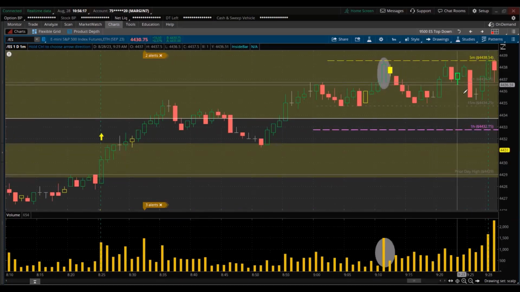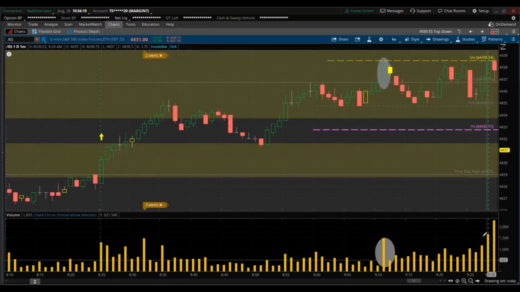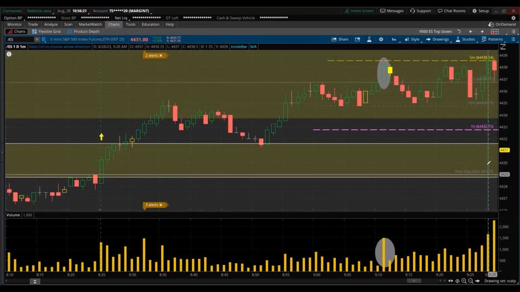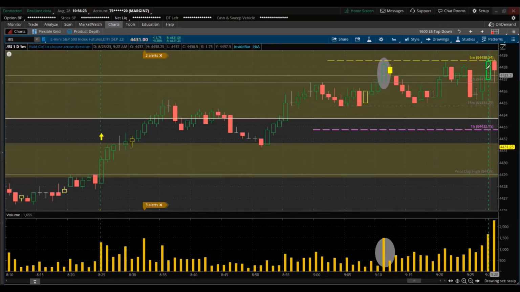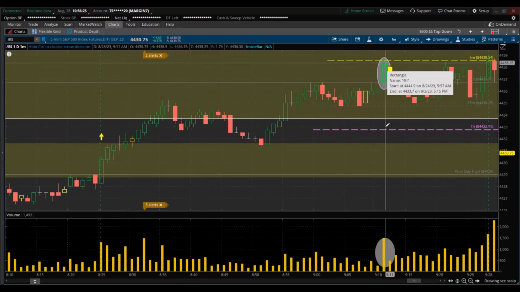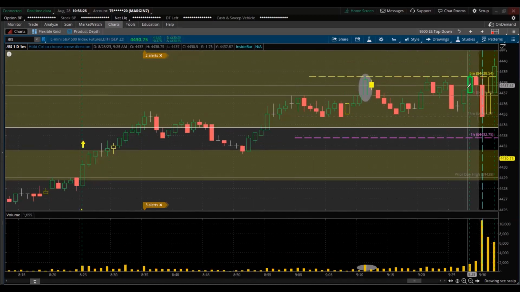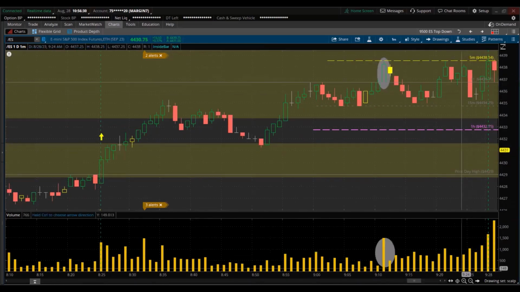And going forward, here, went long, 928, because we had that breakout. That was the high volume, had that breakout. And oops.